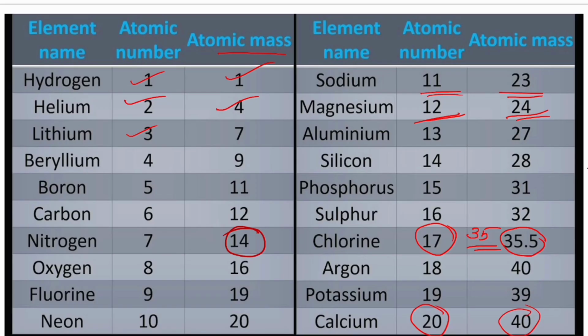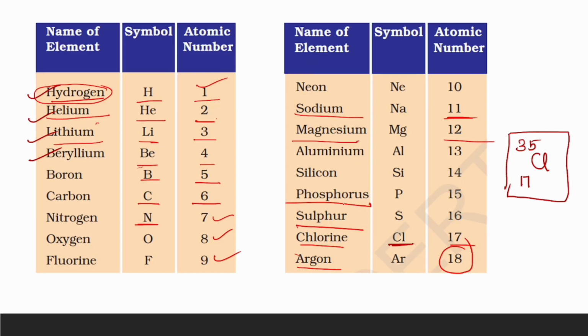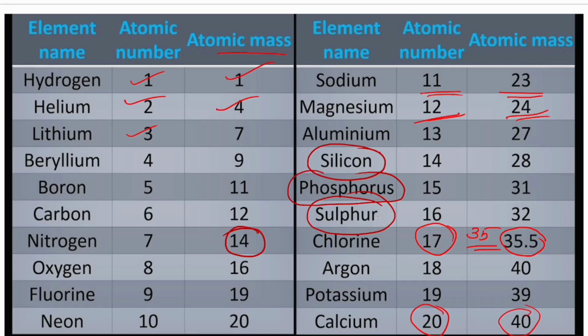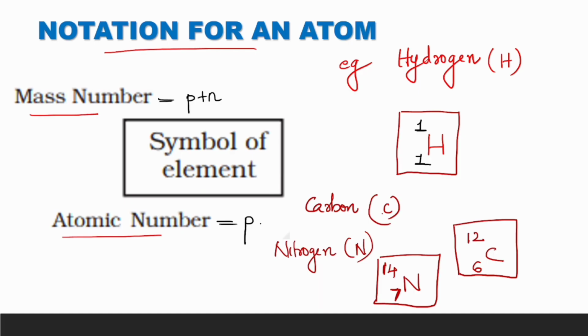Next, for example, you can take silicon, phosphorus, sulfur, etc. Write the symbol, its atomic number and mass number, and write the notation of all the elements. Try to do this and come for the live session, and in the live session we will also do more problems. You should correctly understand what mass number is: the sum of protons plus neutrons. And atomic number is the total number of protons inside the nucleus.